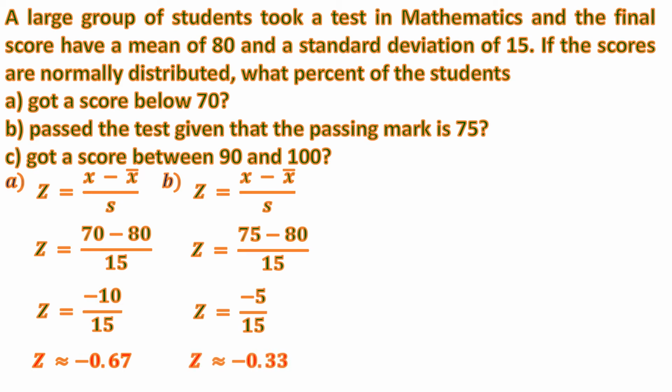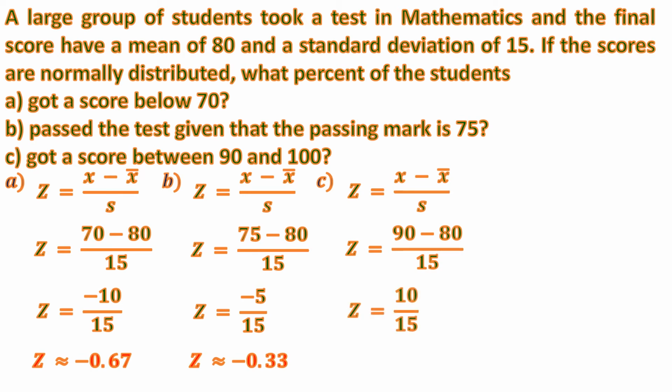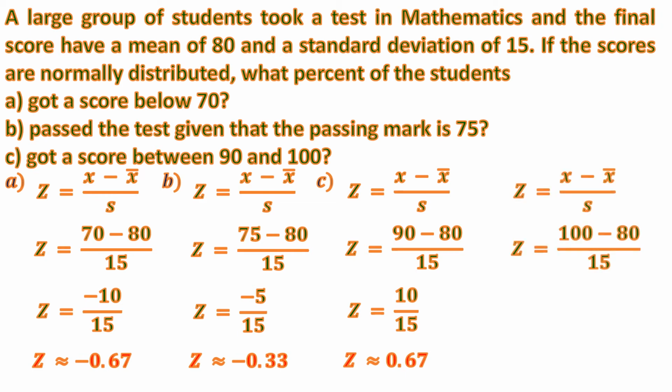So it will be approximately equal to negative 0.33. And for C, there are two x's, 90 and 100. So let's substitute first 90. So 90 minus 80, it will be 10. And then divide by 15. Z is approximately 0.67. And for 100, so let's substitute 100 minus 80, it will be 20. Divided by 15, it will be 1.33 approximately. And we're going to use all these z values in solving for the answer using a normal curve.